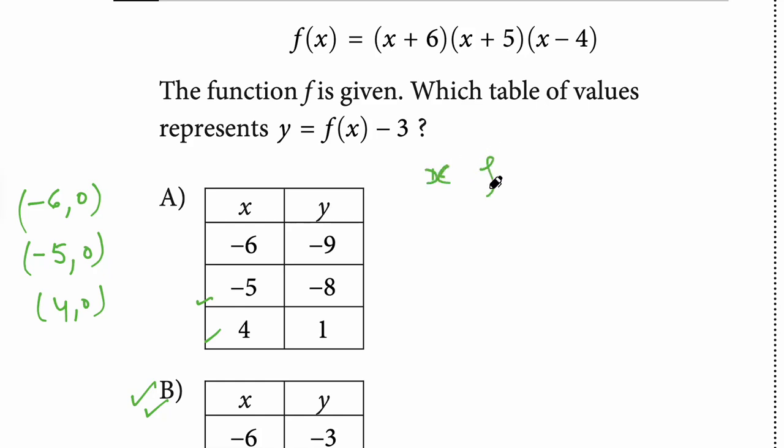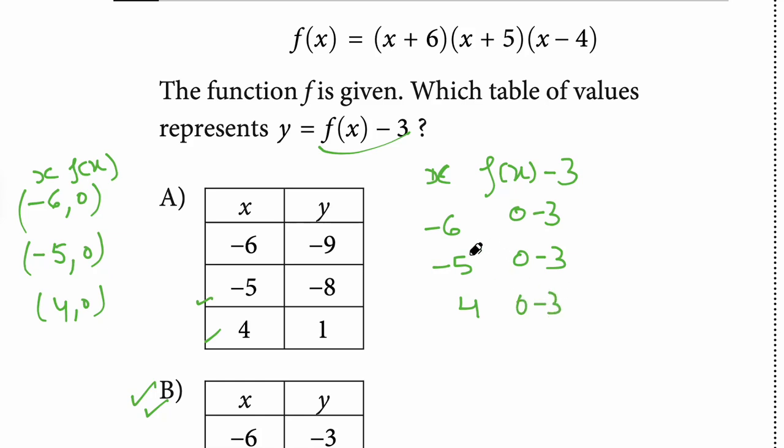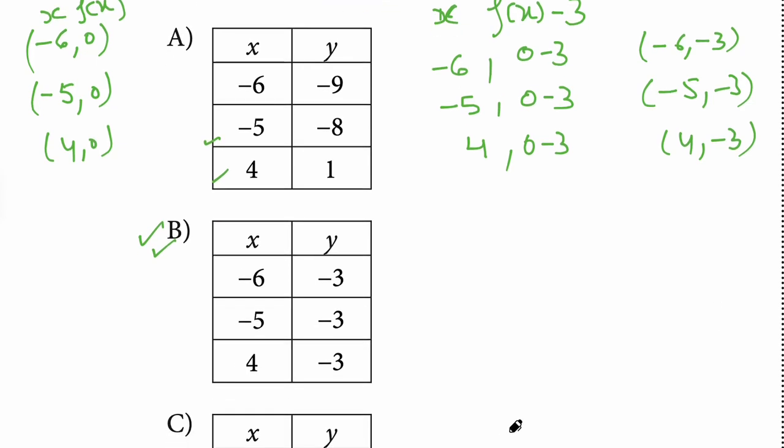Here it is x and f of x. Now I'll convert it into f of x minus 3 because this is what our question is. So 0 minus 3, negative 5, 0 minus 3, 4, 0 minus 3. So the coordinates are negative 6, negative 3, negative 5, negative 3, 4 and negative 3. So that means B is the right option. I hope both the methods are clear because every child has a different way of thinking. So we must know how a question can be taken in different ways.